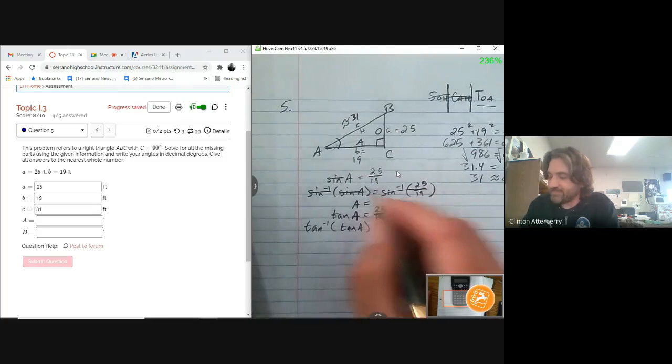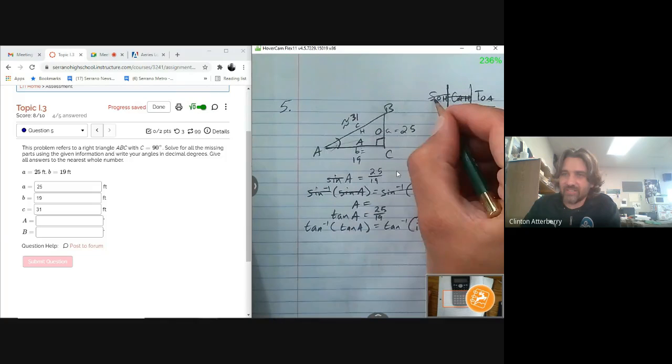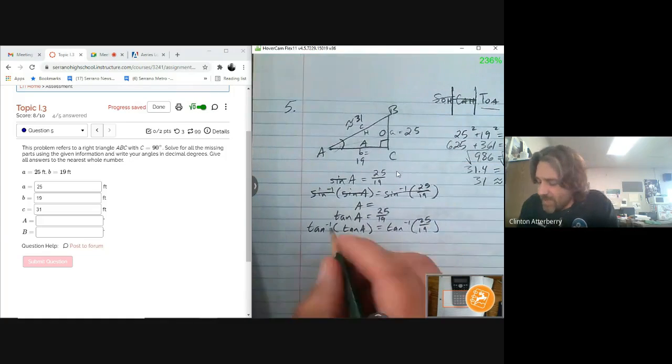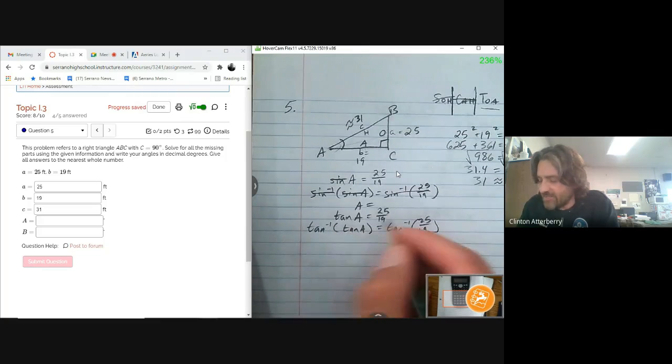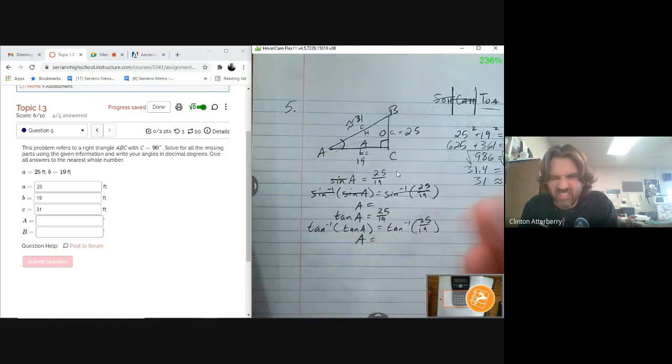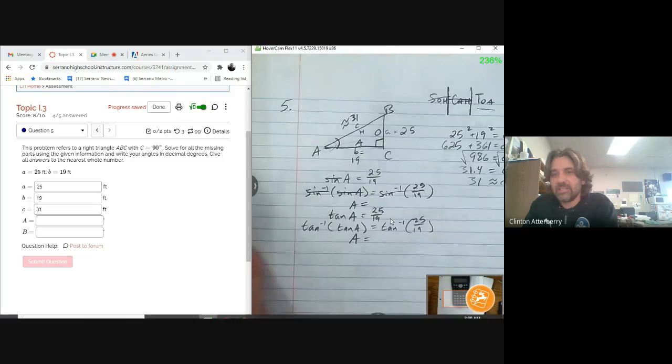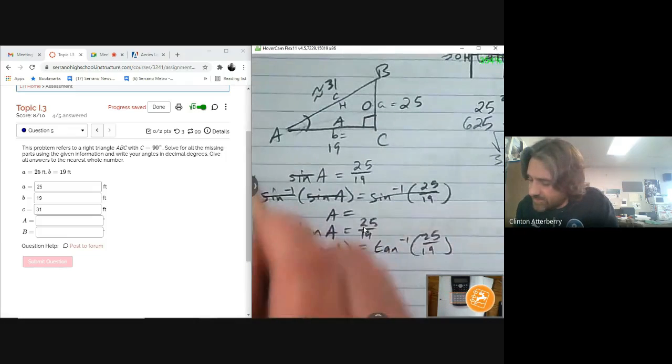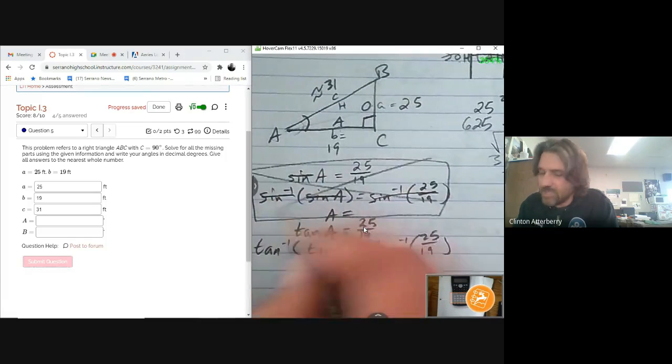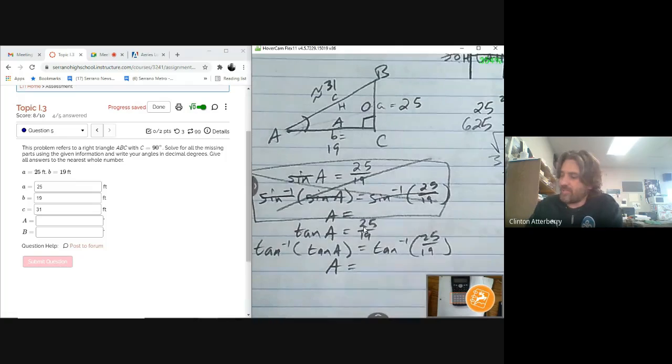I messed up. O and A. I even crossed it off. I'm silly. So anyway, same thing applies. Inverse tangent of tangent just becomes A. It kind of like unlocks the angle and gets it by itself. Okay. So this right here is all yuck, Mr. Atterbury messed up. So the inverse tangent of 25 over 19.